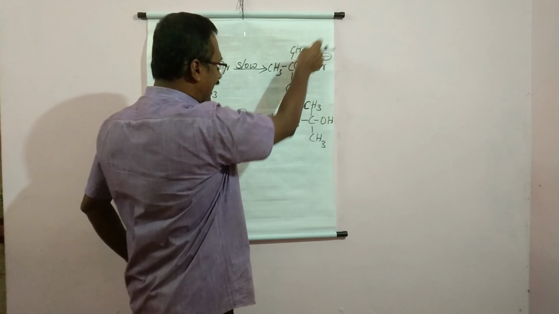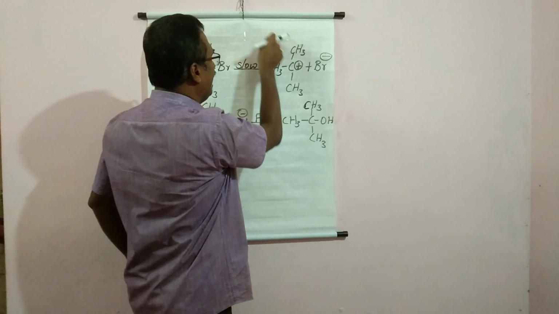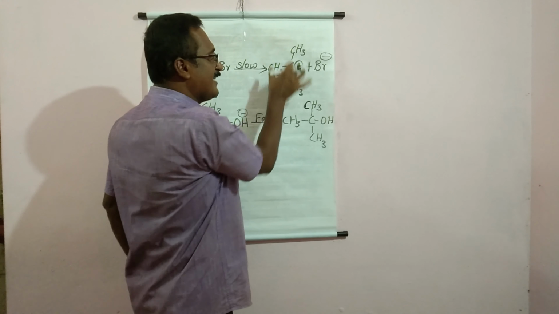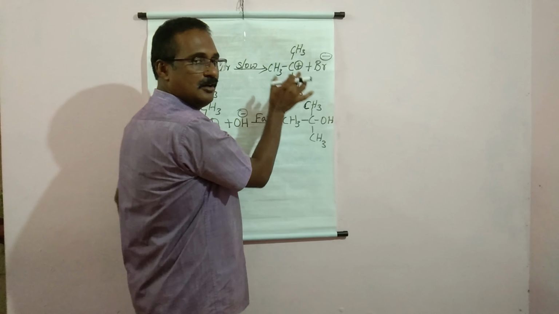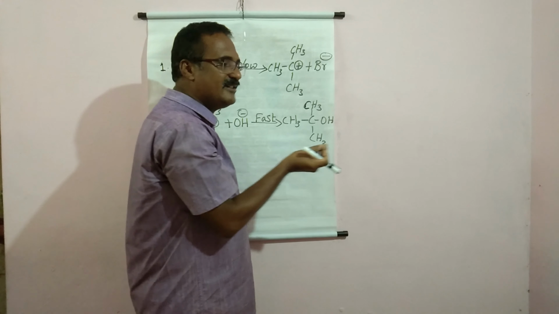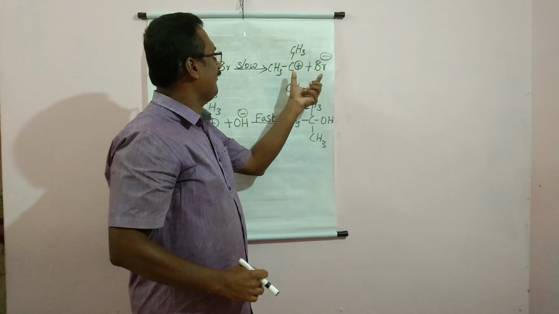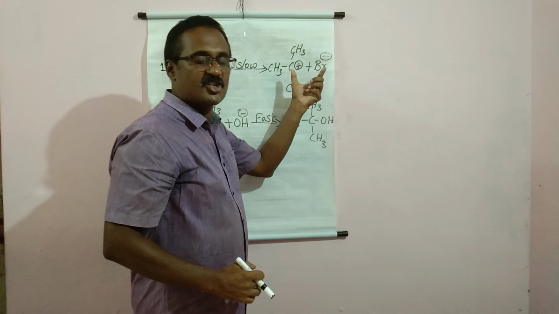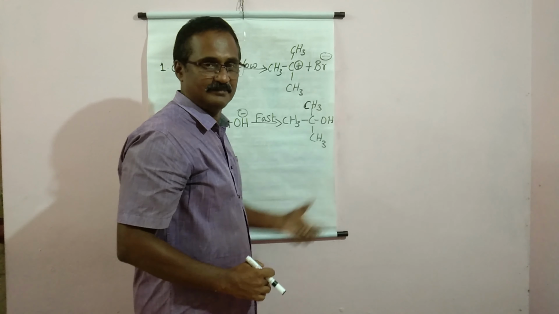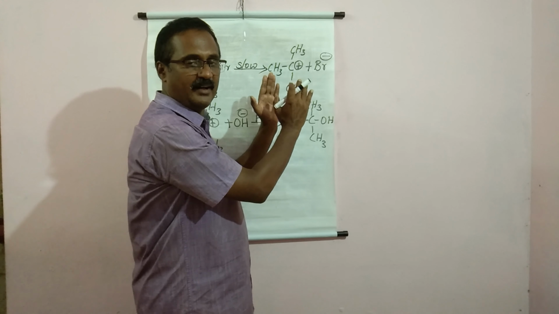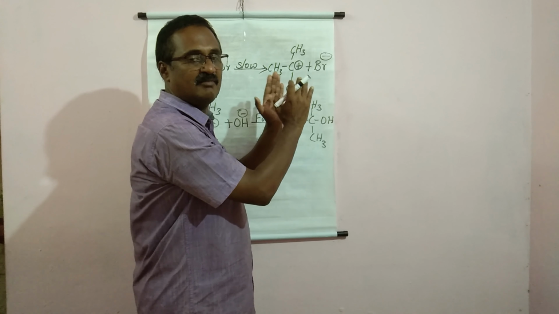Anyhow, there is a chance of attacking from the same side and attacking from the opposite side. A 50-50 chance gives racemization. But attack on the opposite side is a little favorable. So we are getting racemization followed by inversion in SN1 mechanism. We are actually getting racemization followed by inversion in SN1 mechanism.